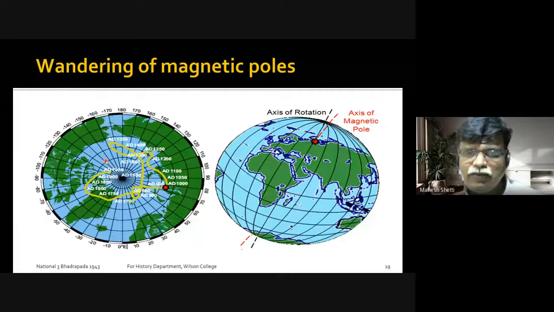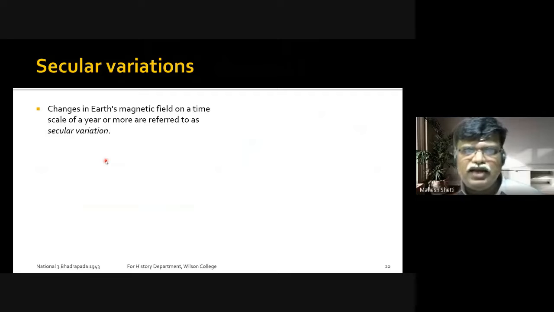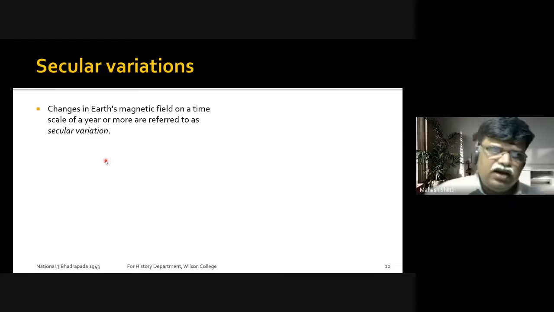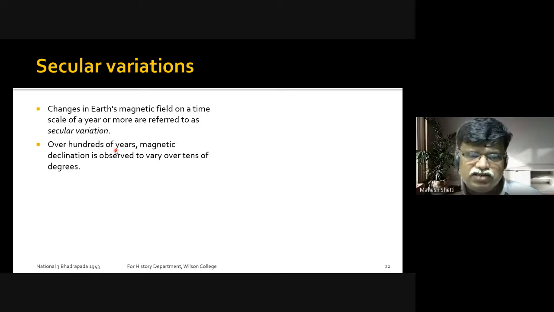How does that help us? There's something called secular variation. Secular is a term which means that it is not changing very fast. It is a slow change. It is a change in the Earth's magnetic field on a time scale of a year or more. The faster changes are called transient variation, and slower changes are called secular variation. Over hundreds of years, magnetic declination is observed to vary over tens of degrees.